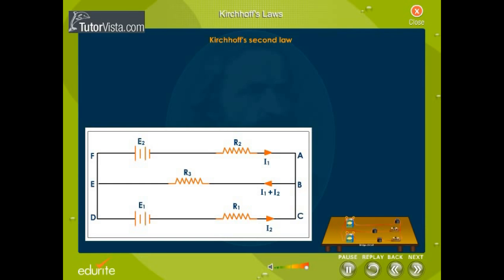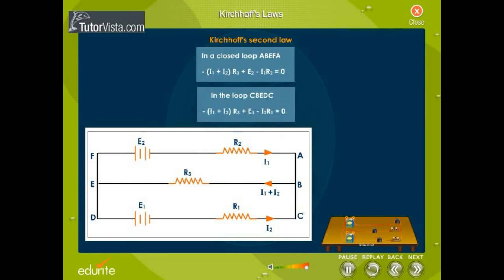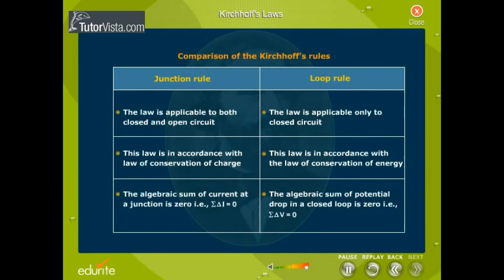Consider the circuit shown here. In the closed loop ABEFA: minus (I1 plus I2) into R3 plus E2 minus I1 R2 is equal to 0. In the loop CBEDC: minus (I1 plus I2) R3 plus E1 minus I2 R1 is equal to 0. Comparison of Kirchhoff's rules.